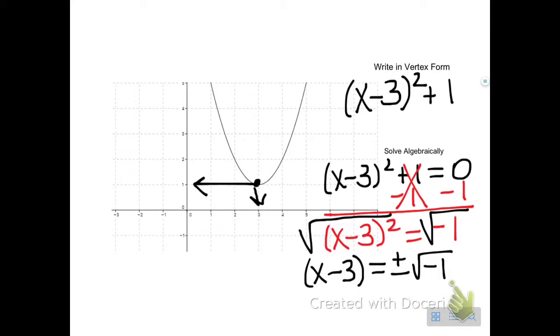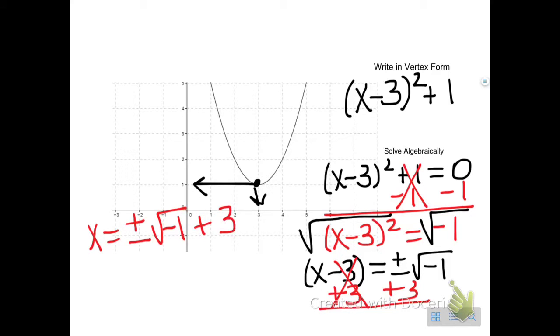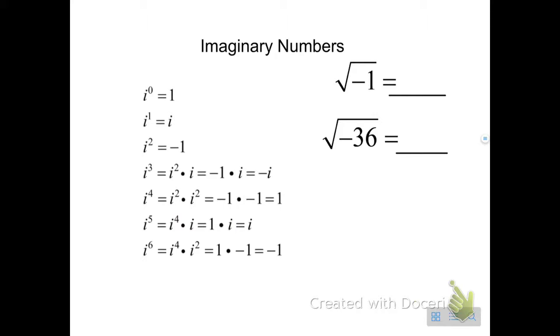So before we know how to solve it, we want to eliminate the 3. We're going to add the 3 to both sides. It eliminates on the left. That's going to give me x equals plus or minus square root of negative 1 plus 3. And that's really all we can do from there. We need to learn about imaginary numbers before we can go any further. So let's talk about imaginary numbers.